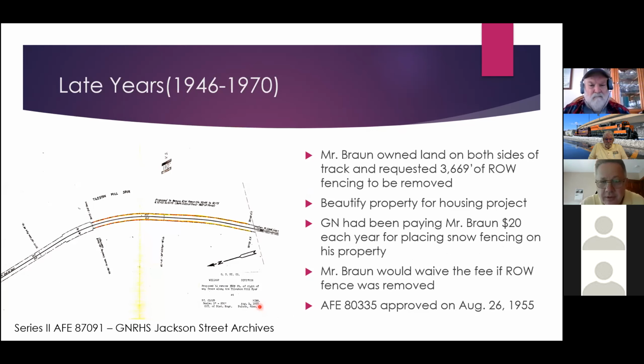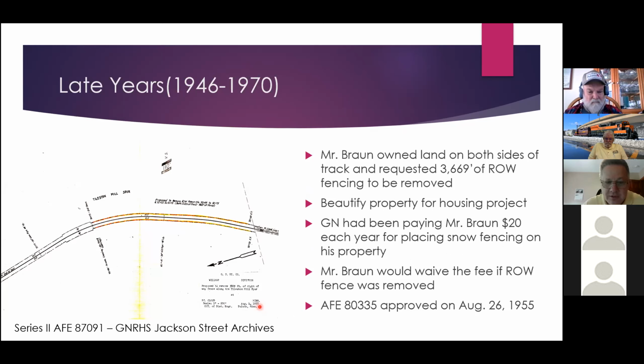So there wasn't much in the later years. In 55, though, a person who owned land on both sides of the spur asked the Great Northern to remove 3,669 feet of right-of-way fencing because he wanted to beautify the property because they're going to put in a housing project. And it ends up the Great Northern had been paying Mr. Braun the sum of $20 each year to put snow fence along the track.